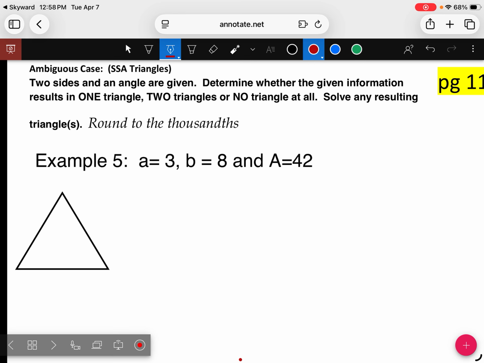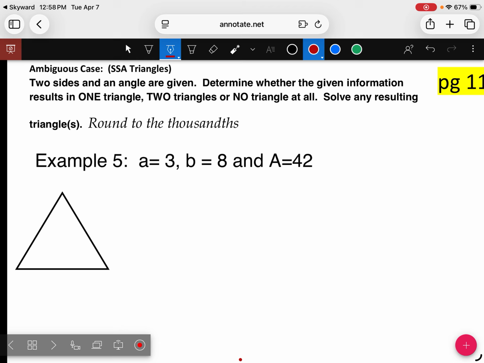Everything we've done so far, including the bell work and everything we did yesterday, we had two angles and a side. So now we're going to look at, well, what happens if we get the back word backwards? Okay? When that happens, it's the ambiguous case. The reason why is because we don't know how many triangles we can get. In your homework, this is 28, 32, and 34. So that's why it says, determine whether the given information will result in one triangle, two triangles, or no triangles.